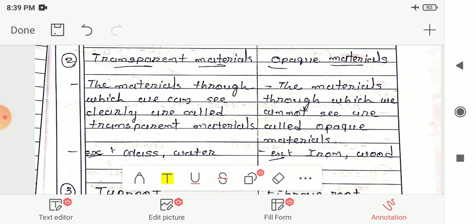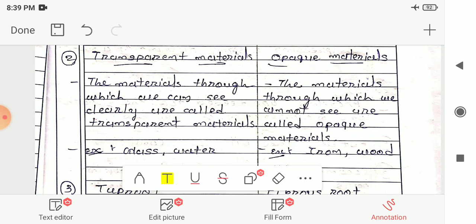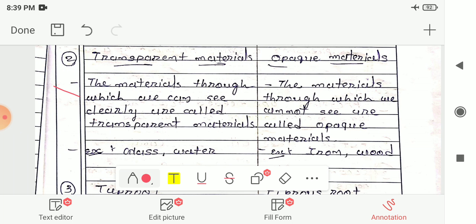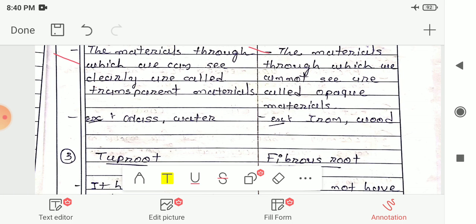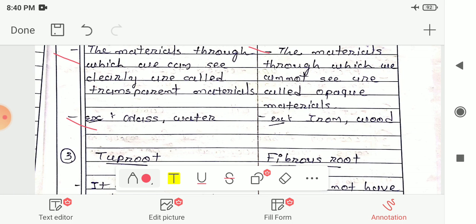The next difference was between transparent materials and opaque materials. The materials through which we can see clearly are called transparent materials. And the materials through which we cannot see are called opaque materials. Another difference was the examples of these two kinds of materials. In transparent materials, glass and water are the examples, and iron and wood are the examples of opaque materials.